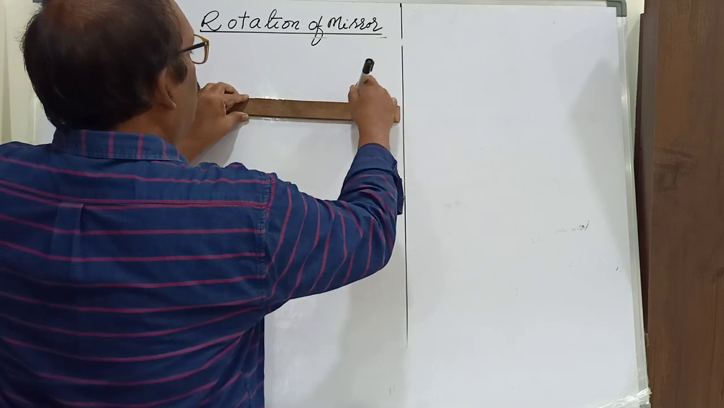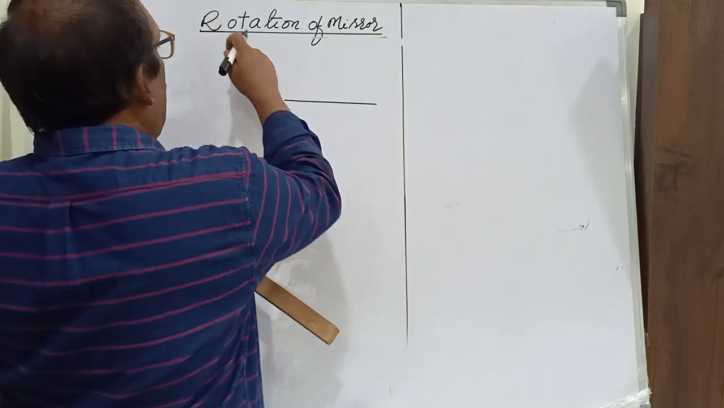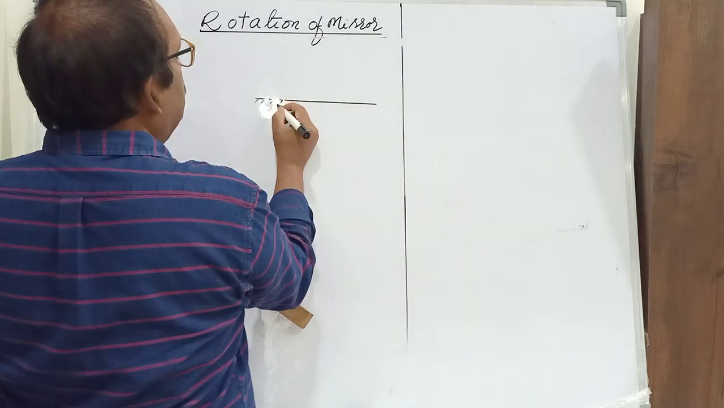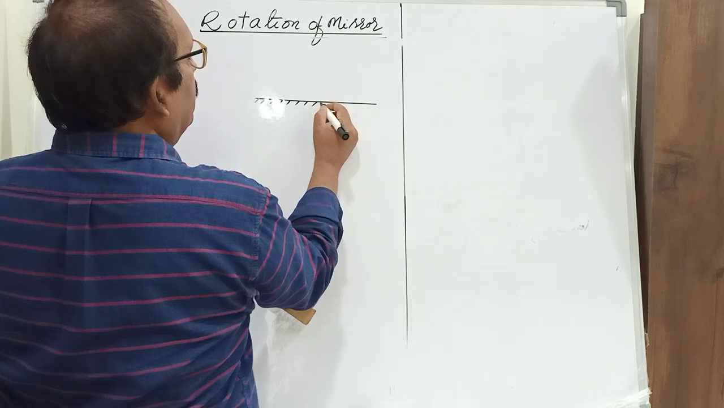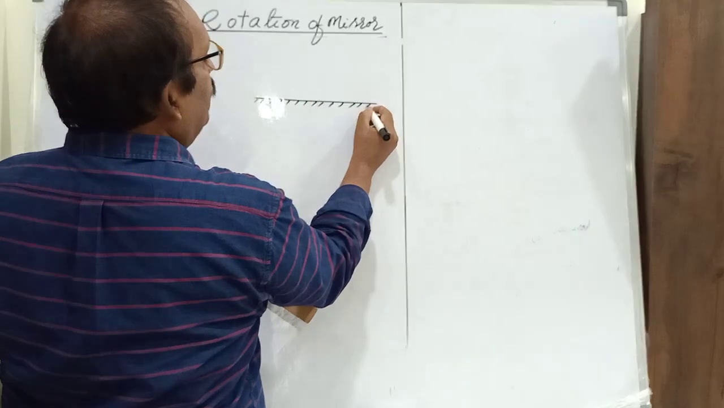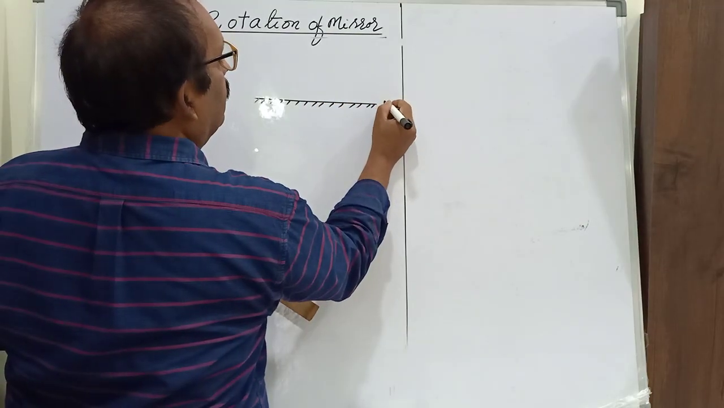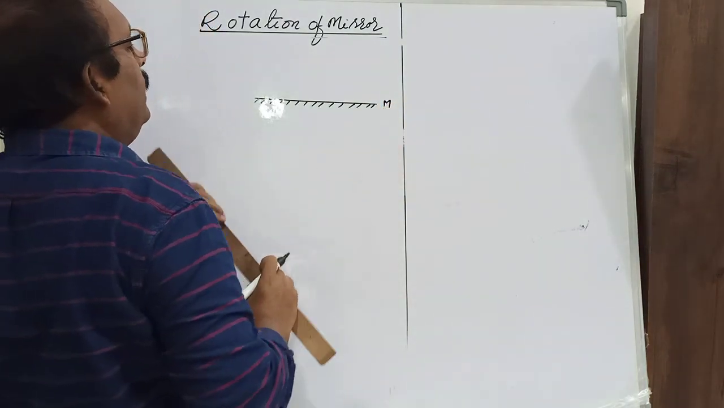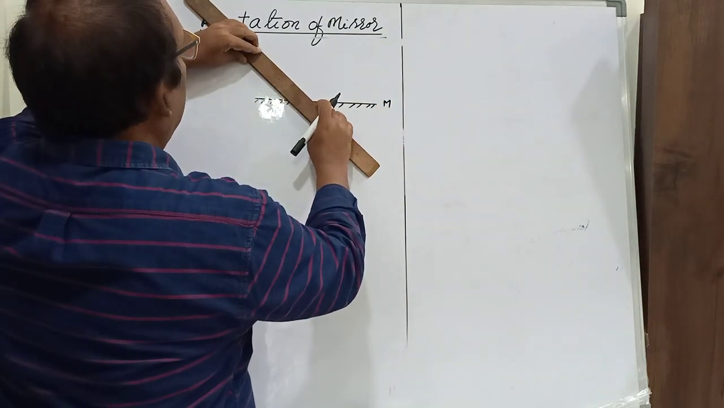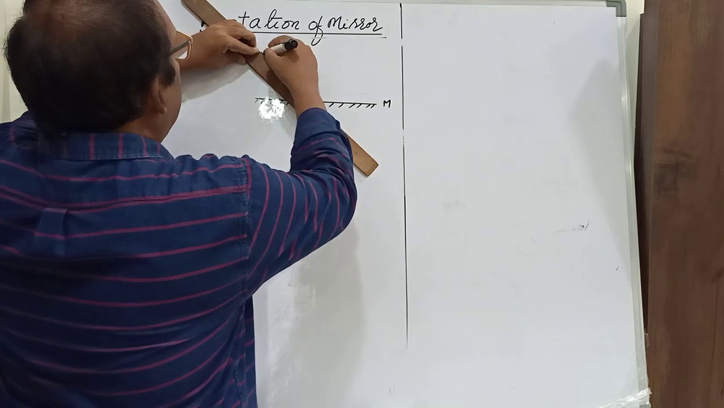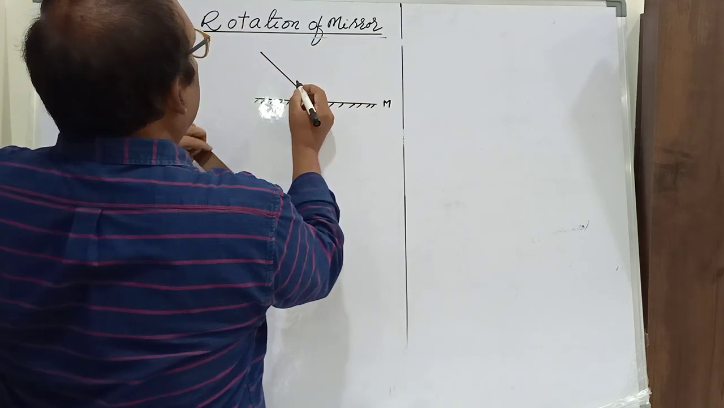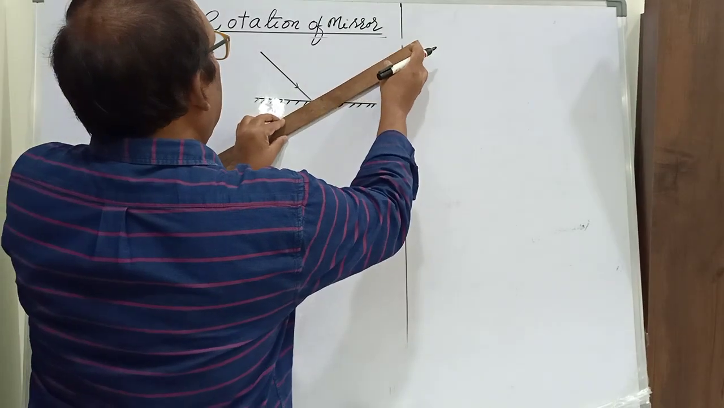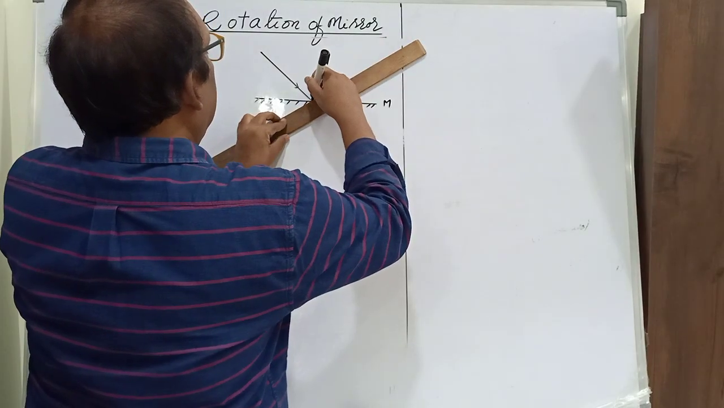The incident ray is drawn now. First of all, let me draw the plane mirror. This is a plane mirror, kept horizontal. M is the plane mirror. A ray of light is incident like this. This is an incident light ray. The ray is now reflected like this.